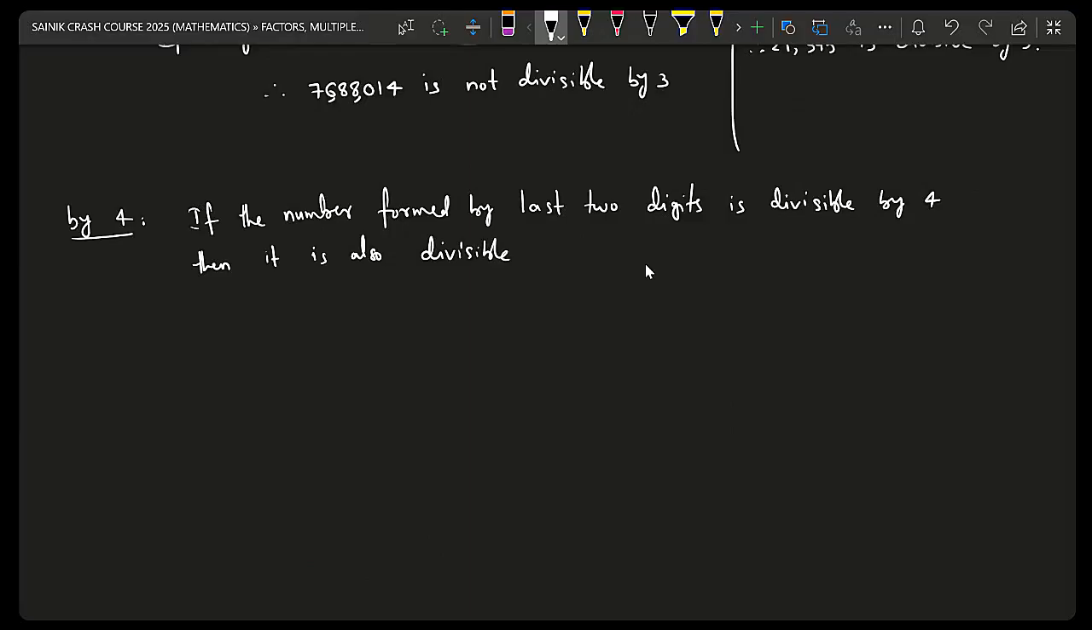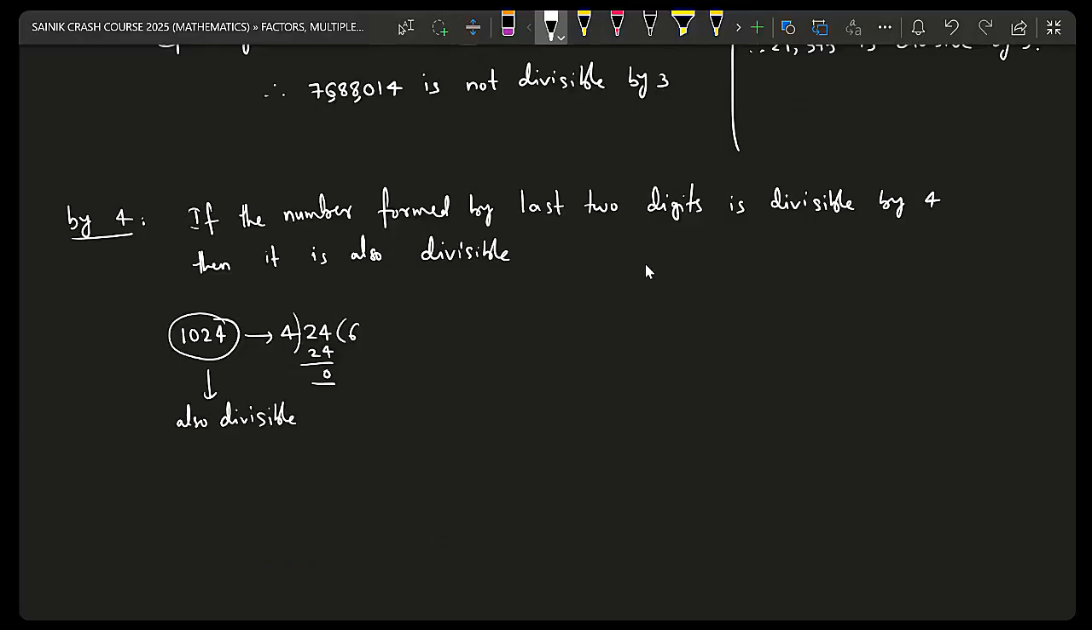For example, I want to check 1024. Is this divisible by 4 or not? No need to check the entire number. You just take the number formed by the last two digits, that is 24. Only check this. 4 sixes are 24. It is divisible. Therefore, 1024 is also divisible by 4.